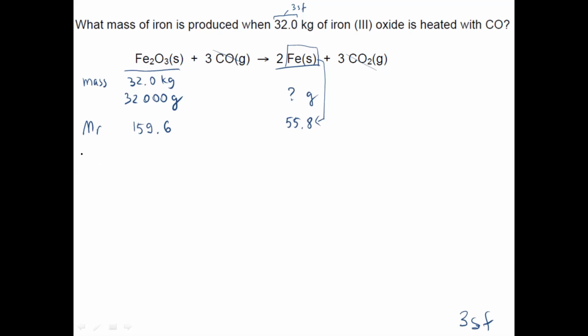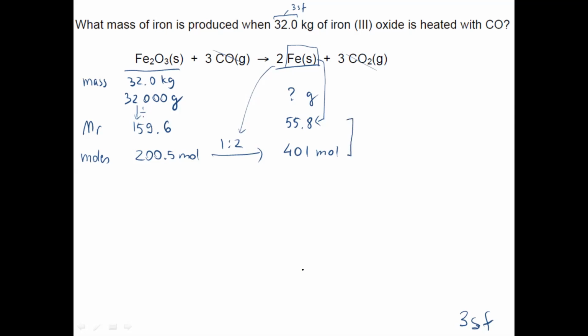So if I've got a mass and MR, I can work out the moles. So the moles here is going to be 32,000 grams divided by 159.6. And that's going to give me 200.5 moles. And then we can see the ratio is 1 to 2, so I need to times it by 2. So I'm going to get 401 moles of iron. So see that 2 was used up here. That's why it can't be used up here. So don't make that mistake. It's a common mistake, but you lose marks.